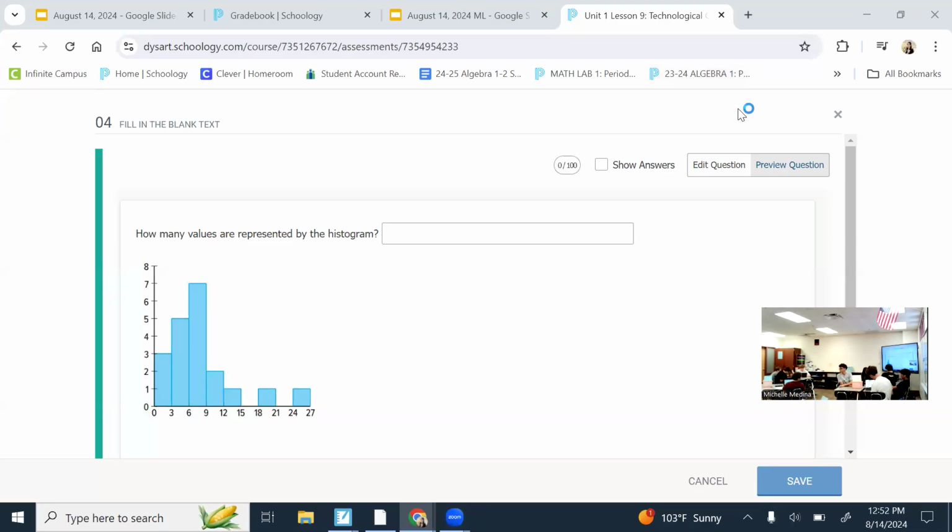So Unit 1, Lesson 9, number 4. It says how many values are represented by the histogram. So notice that the X and Y axis aren't labeled with what it's even supposed to represent. For histograms, you need to know that the Y axis always represents what?